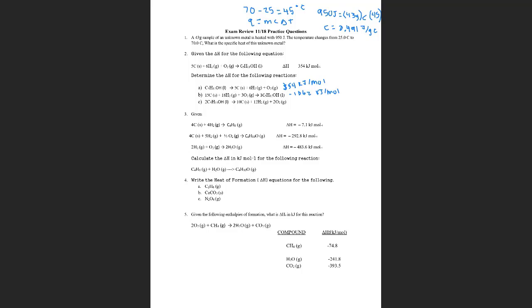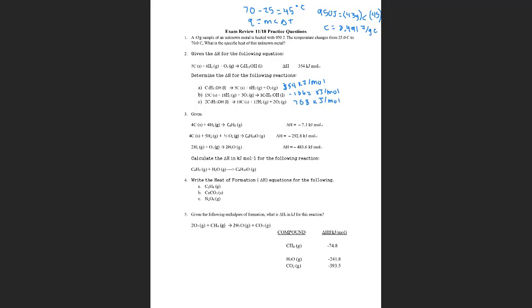And then last one, C. How does C compare to our original equation? Yeah, that was fast. Reversed and multiplied by 2. So what does that do to our delta H? Oh, you guys already have answers. So like you said, it's going to flip the sign, and then we're going to multiply it by 2, just like all the coefficients did. So our new delta H is 708 kilojoules per mole. Perfect.